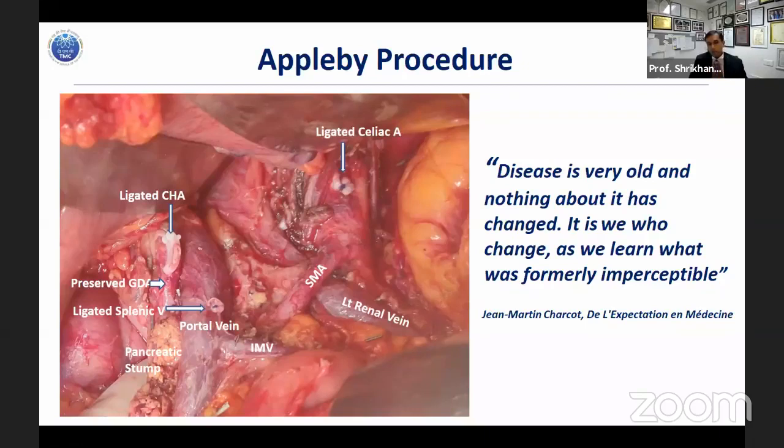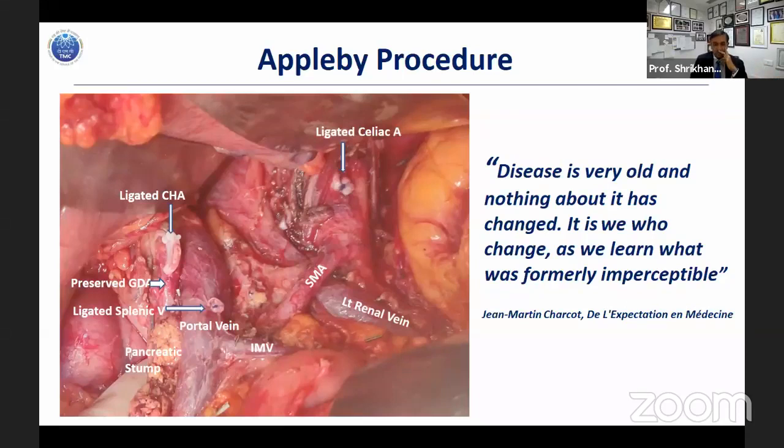So this disease is very old and nothing about it has really changed. It is we who change in this era of neoadjuvant and modern day multi-agent chemo, and we learn what's possible with better surgery, what was formerly, a little over a decade ago, imperceptible.